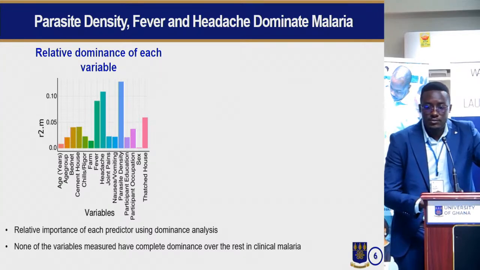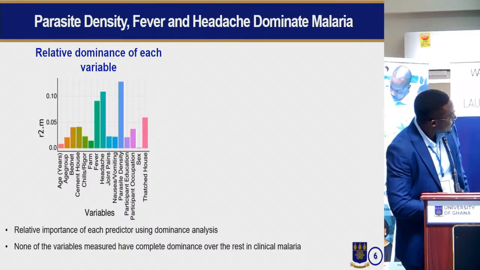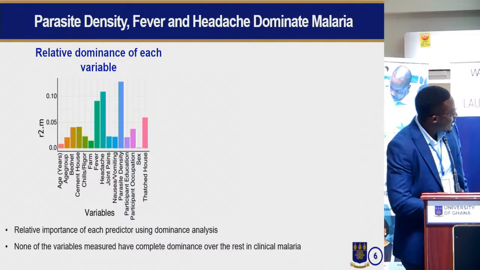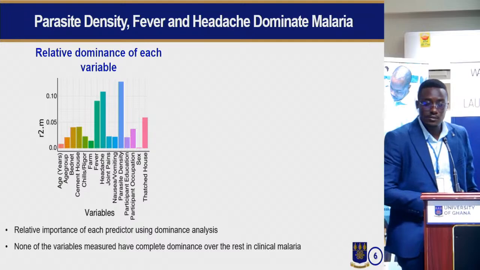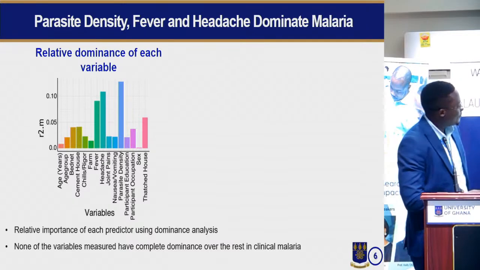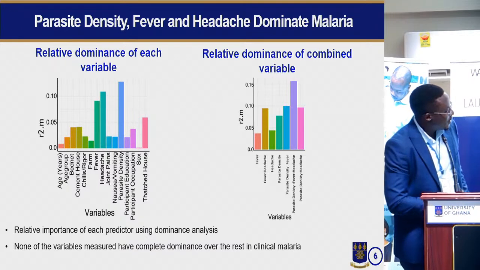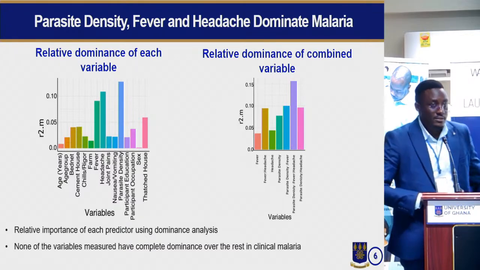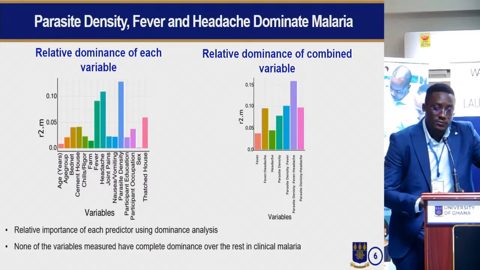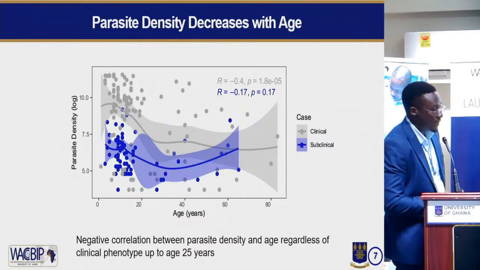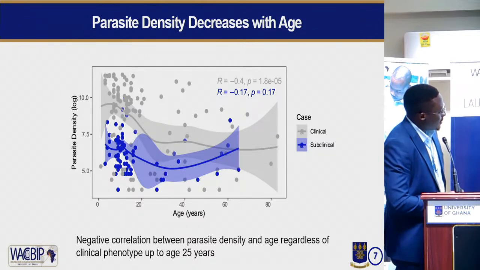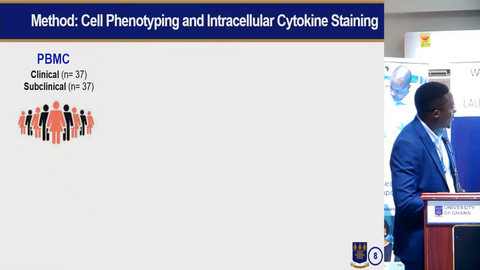We found some variables that were significantly associated with clinical malaria infection, but we did something further. What you see here is the dominance analysis, whereby you can see that fever, headache, and parasite density dominate in children who have clinical malaria. Some of these variables stand out as the most dominant, such as parasite density, across ages 0 to almost 80 years. And you can see that parasite density is regardless of the age.